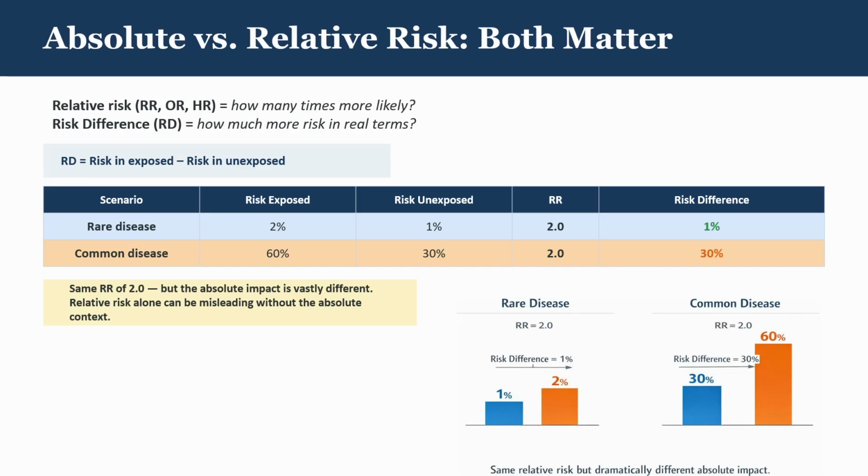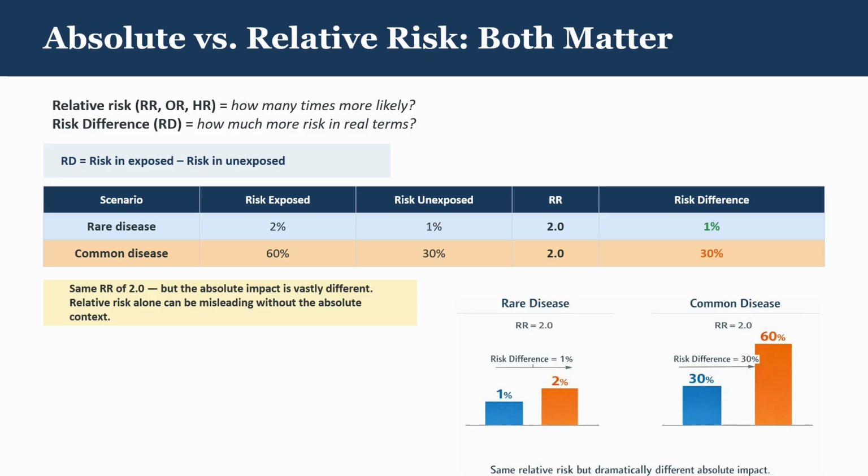This slide addresses one of the most practically important concepts in all of evidence-based medicine, the distinction between relative and absolute measures of risk, and why you need both to make good decisions. Relative risk tells you how many times more likely the event is in the exposed group compared to the unexposed group. It's a ratio, so it's always relative to a baseline. The risk difference, also called the absolute risk difference or attributable risk, tells you the actual numerical difference in risk between groups.